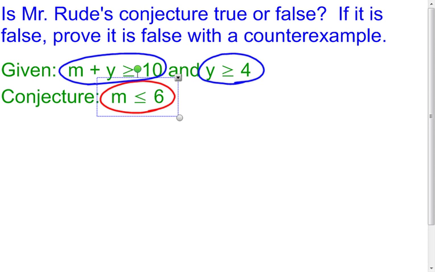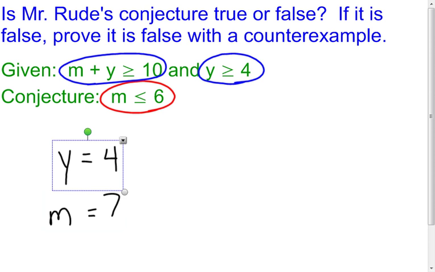My counterexample would be this. We already know that y has to be greater than or equal to 4, so I'm going to start there and say my y value, let's just go with 4. Now, I know that when I take m and y and add them together, it either has to equal 10 or be greater than 10. So to help me come up with a counterexample, I'm going to say that m equals 7. Now, ignore the red for the time being, because that was the conjecture that we're trying to prove false.